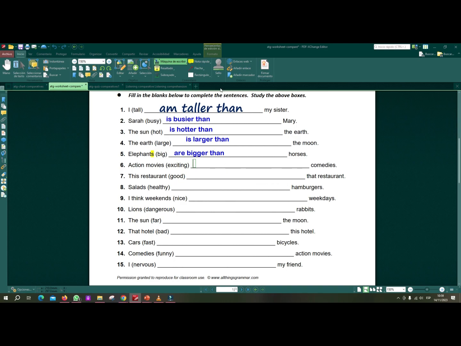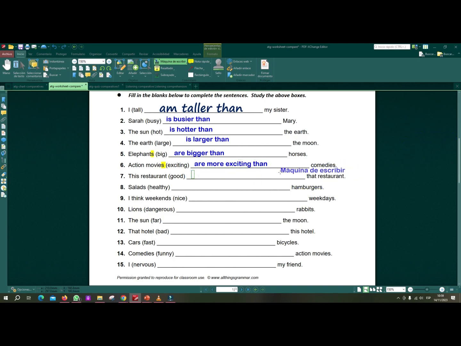Okay. But in this case, again, movies, ¿verdad? Son películas. The verbs are more exciting, right? Than comedies. So, action movies are more exciting than comedies. So that would be the correct one. Okay. Excellent, Miss Anna. Let's see 7.